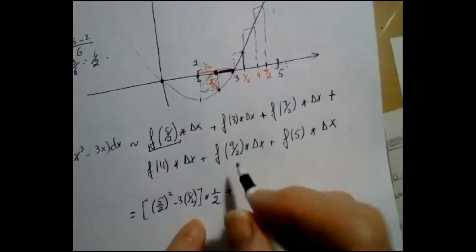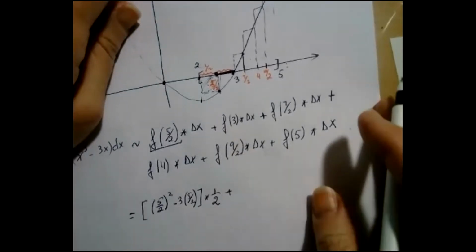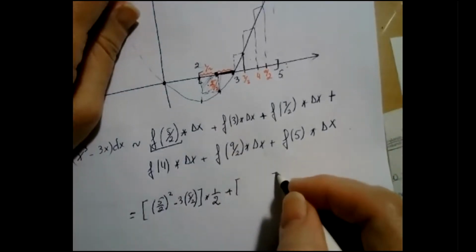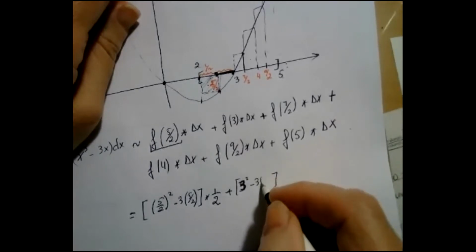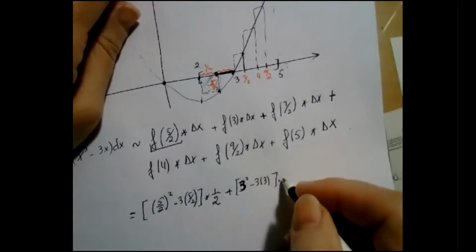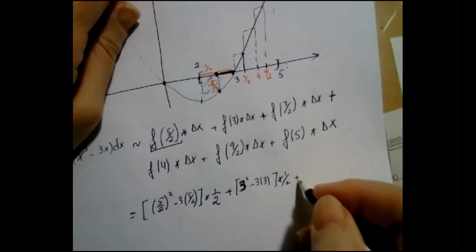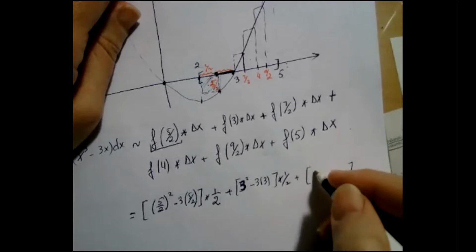Plus the value of the function at 3. If I plug in 3 here, I'm going to get 3 squared minus 3 times 3, which is 0, times a half. And then I keep repeating the same thing.